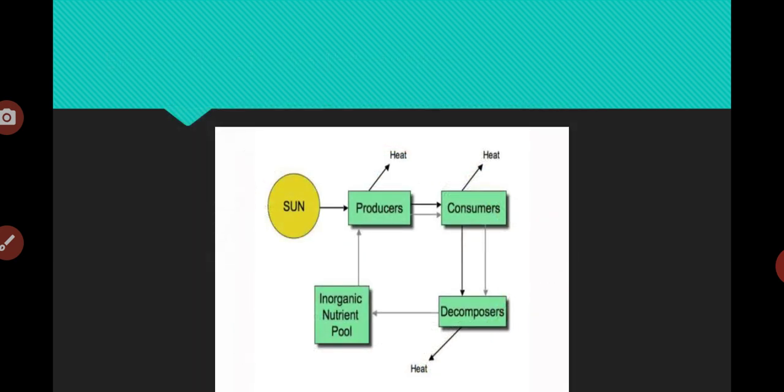So here again one diagram is given. Due to the sun, producers produce their own food, then producers are eaten by consumers. Consumers die or decompose due to microbes, and these decomposers again mix into the soil, and it will make the soil fertile or nutrient rich. This nutrient rich soil is used by the producer to make its own food.